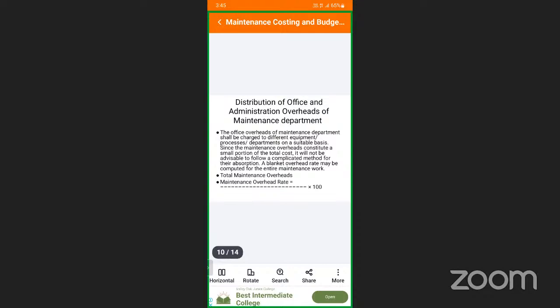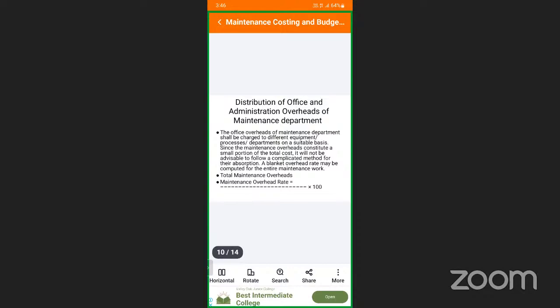Since the maintenance overhead constitutes a small portion of the total cost, it will not be advisable to follow a complicated method for their absorption. Suppose the overall maintenance cost is only 15% of the total cost, then we shouldn't break our head so much to find out the suitable basis. For the lift, how much do we spend on the lift? It's not a huge amount, isn't it? So what will happen if I divide the lift charges equally amongst all the departments? Nothing will happen. It's a very small figure which is coming to each of the departments.